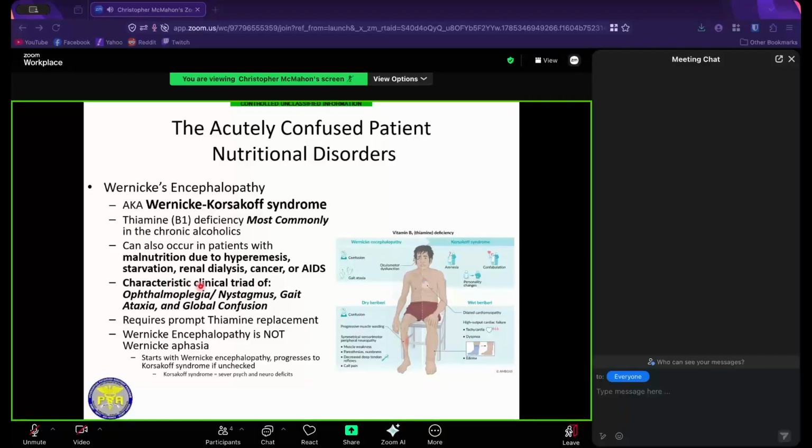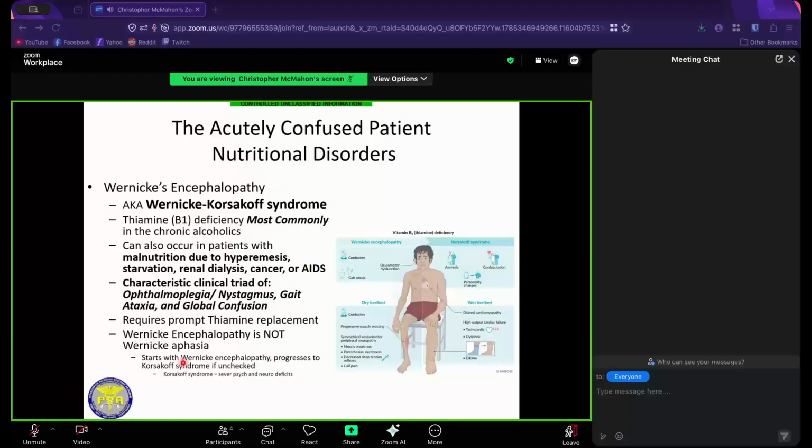Classically, the clinical triad is ophthalmoplegia, nystagmus, gait ataxia, and global confusion. What's ophthalmoplegia? Eyeballs, right? The eyeballs aren't quite moving right, with a lot of nystagmus. It doesn't clearly fit a cranial nerve palsy. It's just globally things aren't quite moving right, with that nystagmus, and gait difficulties with the ataxia. Again, drunk people getting into taxis, think ataxia, and that global confusion because we're dealing with an encephalopathy.